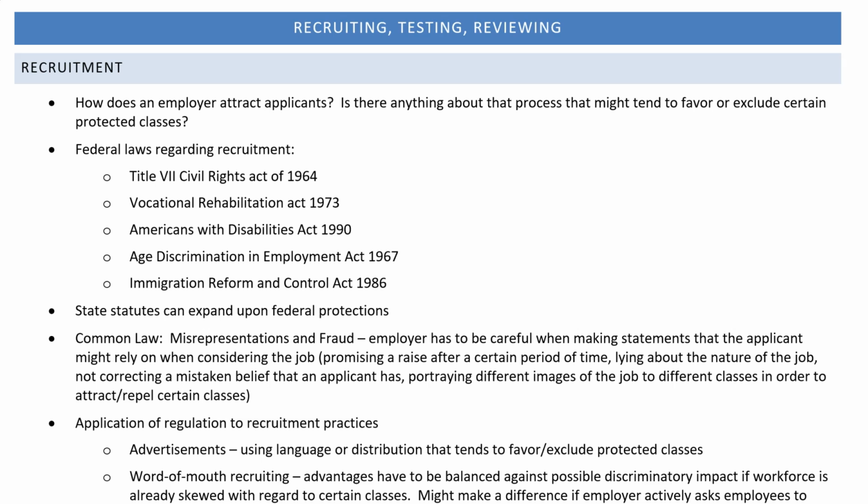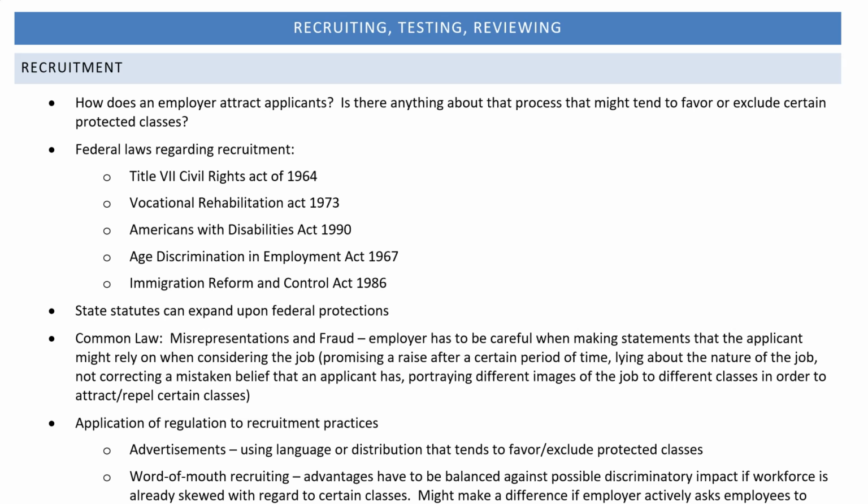As an employer, I'd have to be careful when making statements that the applicant might rely on when considering this job. I don't want to overpromise. Things like promising a raise after a certain period of time and then not granting it, or lying about the essential nature of the job and its duties. If I find out during an interview that an applicant has a mistaken belief about what the job is and I don't correct them because I'm just trying to get them on board no matter what, that's the kind of thing that might create an issue for me later on.